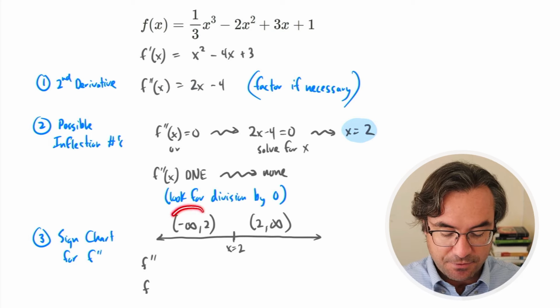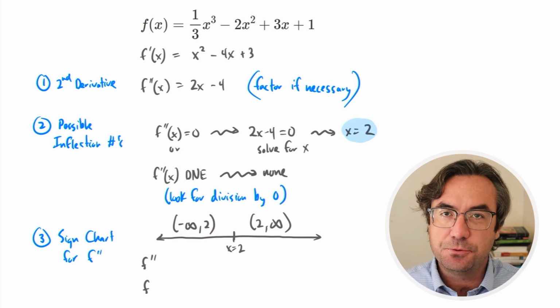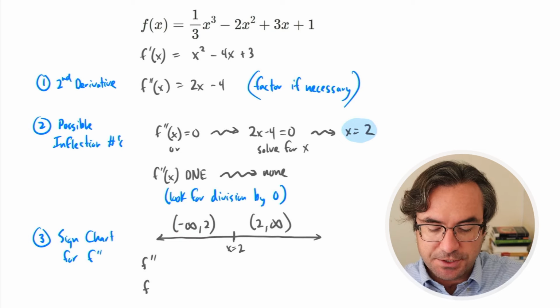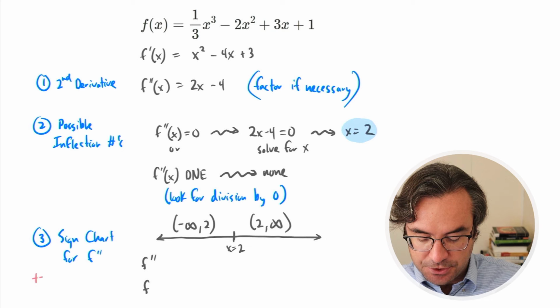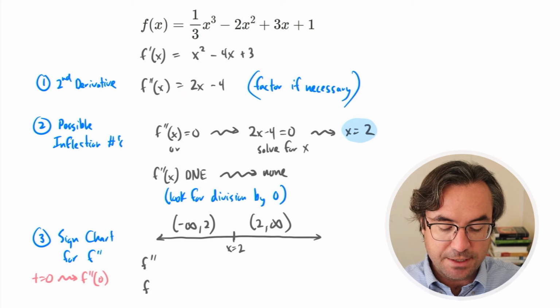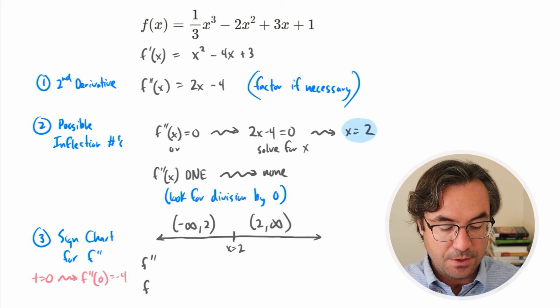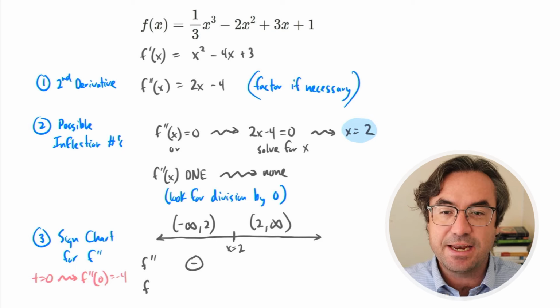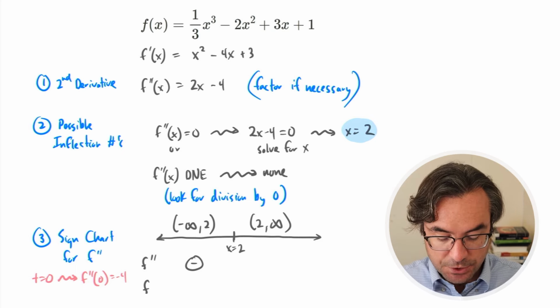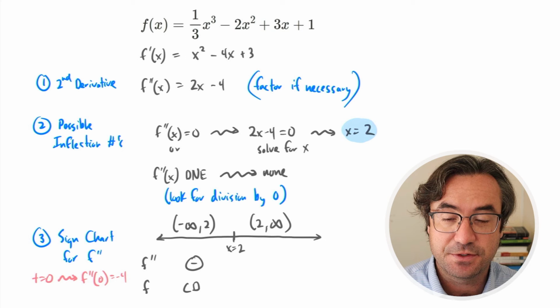So we want a test number for this first interval. So just something less than 2. So we could pick 1, but 0 is always a good one if you can. So let's do 0. And when we plug that into our second derivative, what do we get? Well, we're going to get 2 times 0, so we're going to get a 0 there, and then minus 4. So we get minus 4. So that means our second derivative is negative on that first interval, which means our function f is concave down there. The original function f is concave down there.